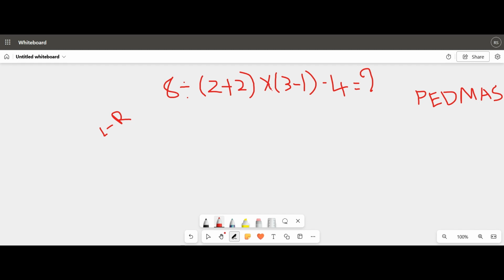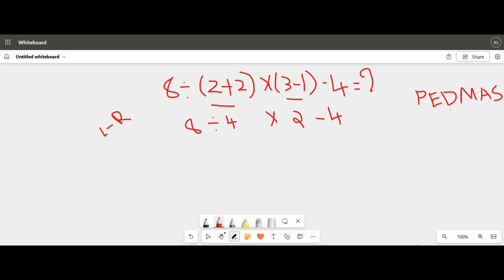So first, what we need to do is evaluate the parenthesis, since it is having the first priority. So 2 plus 2, calculate this, 4. 3 minus 1, this is also parenthesis, so 2. And write the other terms as such: 8 divided by 4 into 2 minus 4. Now we have cleared out the parenthesis.